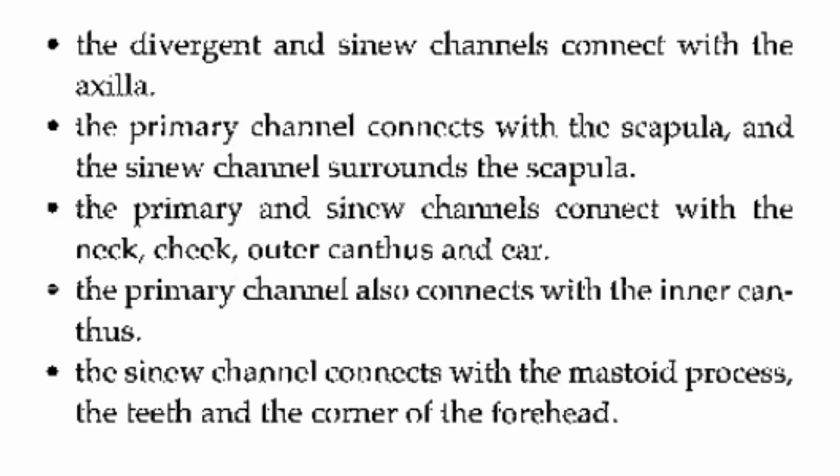The primary and sinew channels connect with the neck, cheek, outer canthus, and ear. The primary channel also connects with the inner canthus. The sinew channel connects with the mastoid process, the teeth, and the corner of the forehead.